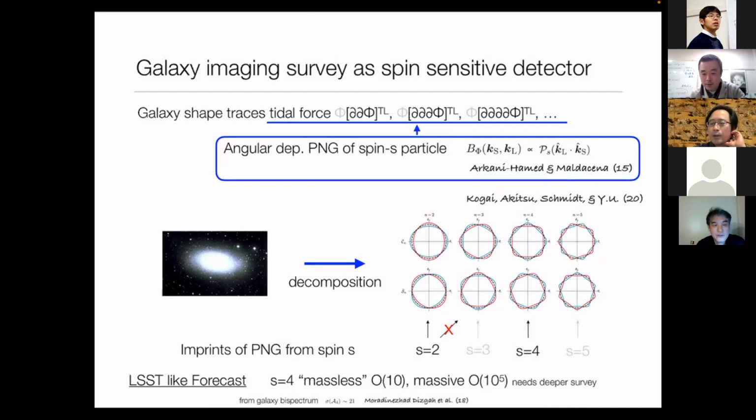But this is the situation only on large scales, I think of order 0.1 megaparsec, though I don't remember the detailed number. Below that, the consequences of all the spinning particles are mixed up through nonlinear effects. But as long as we consider large scales, the imprints of the different spin particles appear separately by observing the different types of deformation. Was it clear? Yeah, thank you.